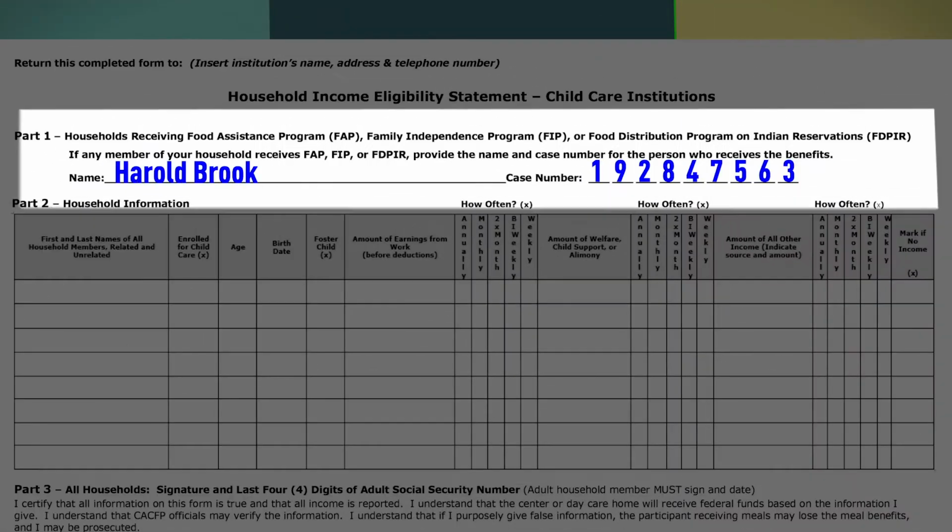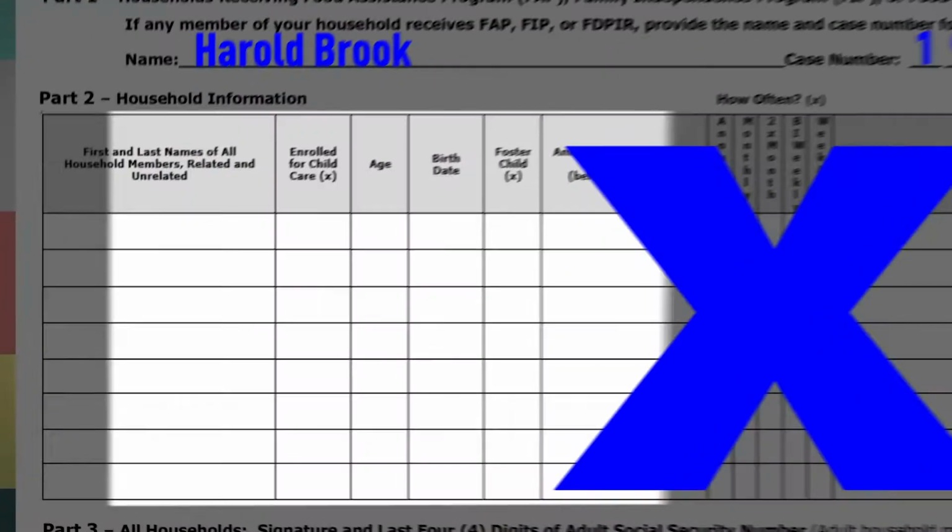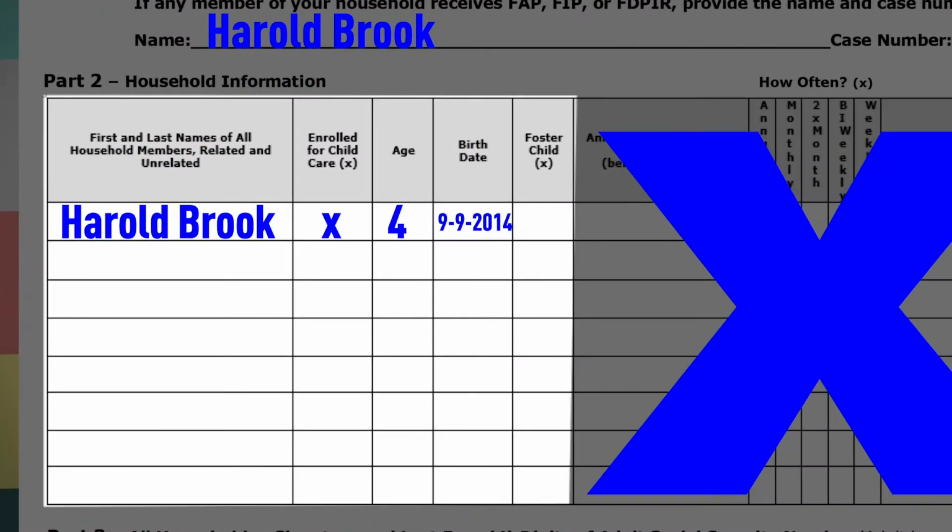Income information is not required in Part 2 for categorical eligibility and can be left blank, but the full names of the children enrolled in care, age, and date of birth are to be listed. These names are cross-referenced with the enrollment form.